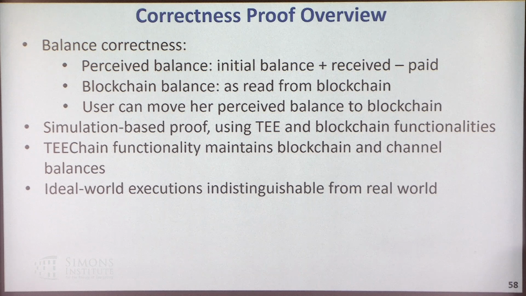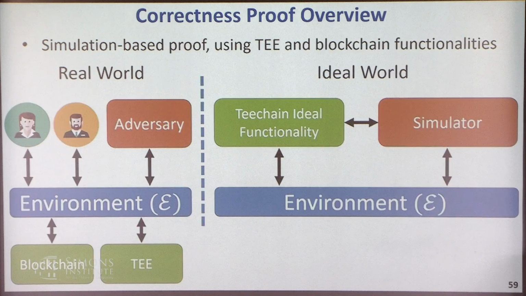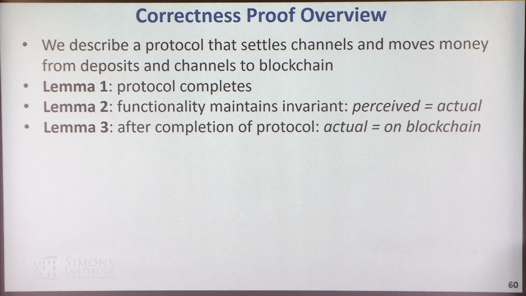Our proof is simulation-based. So we're using TEE and blockchain as ideal functionalities, and we create this functionality of the TEEchain. And then we show that the TEEchain actually maintains the blockchain and channel balances, and the ideal world execution and the real world are indistinguishable. So in the interest of time, I'm going to skip this element and assume we already have this TEEchain ideal functionality.